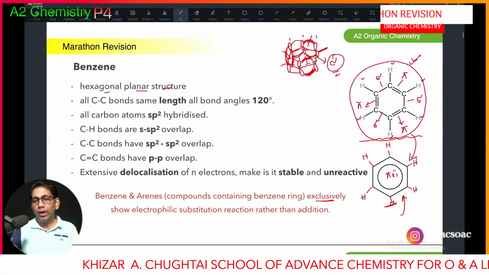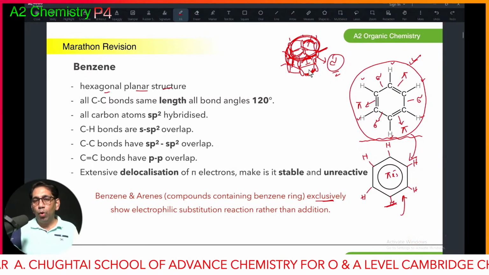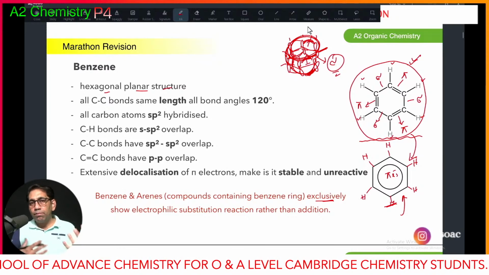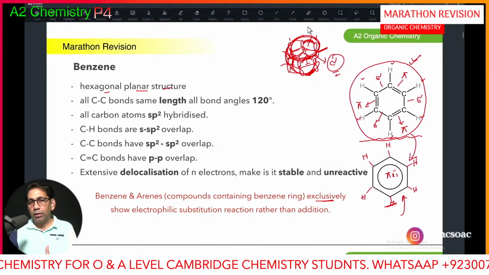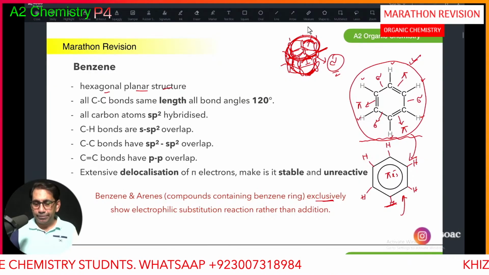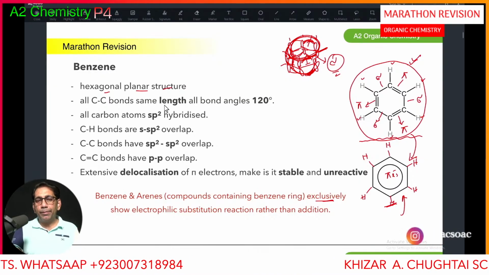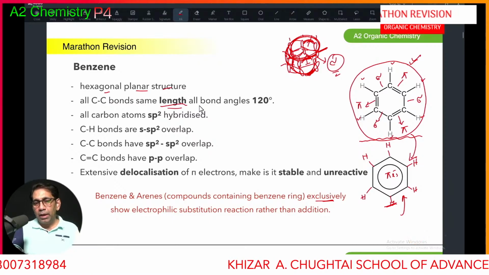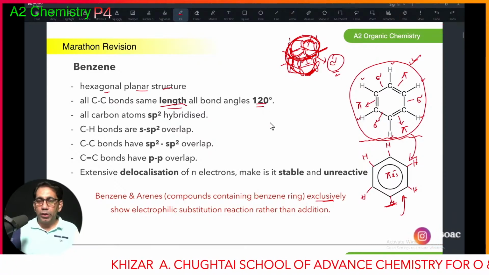Same is the case over here. So they are continuously moving. Electron clouds are moving, pi electron clouds are moving above and below the plane of the benzene ring. Next thing is the carbon-carbon bond length is the same, and the bond angle is equal to 120 degrees.